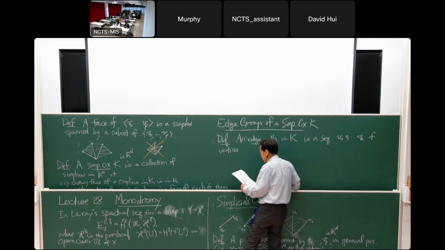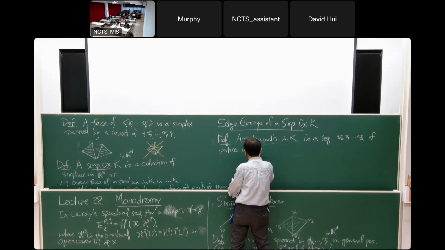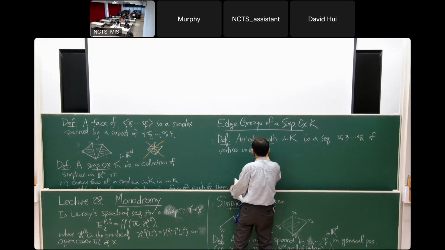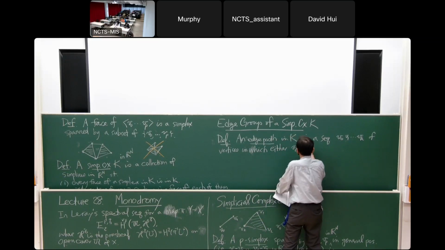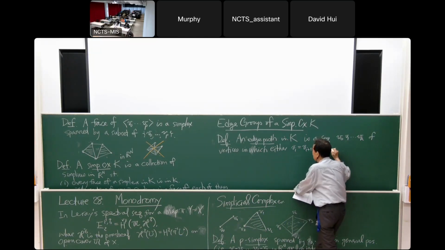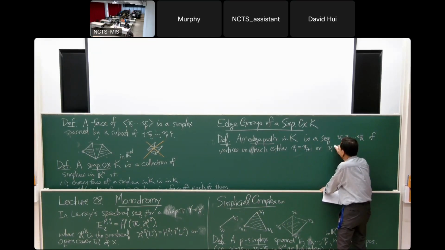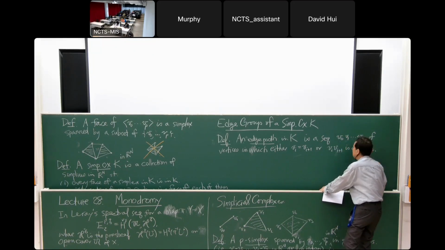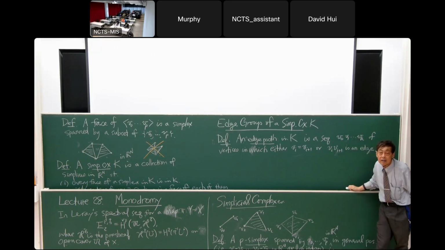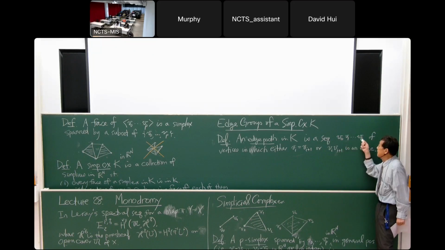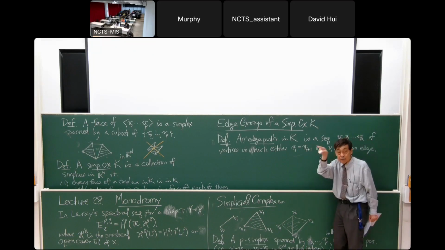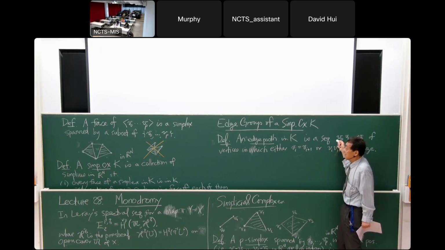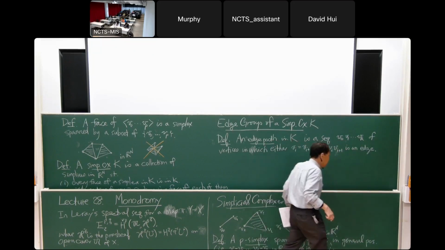Okay, so in which either Vi equals Vi plus 1 or Vi, Vi plus 1 is an edge. Okay, now because this sequence has an order, so an edge path has a direction, right? You're going from V0 to V1, and then V1 to V2, and so on.